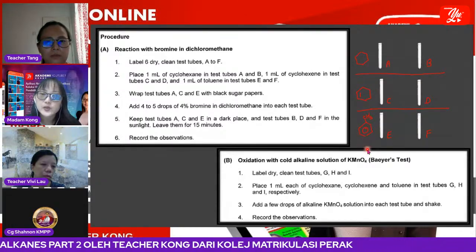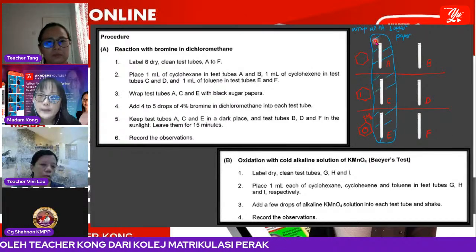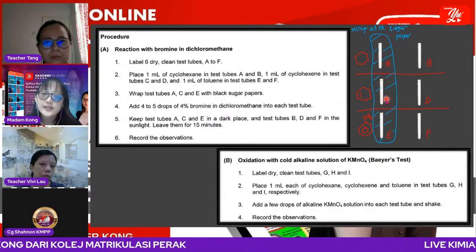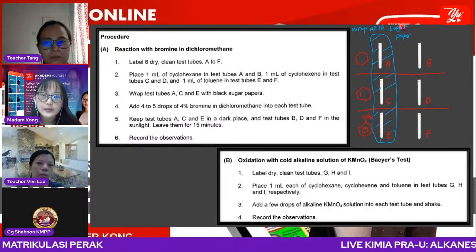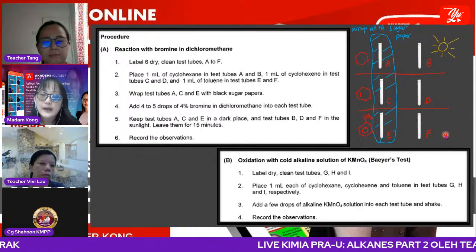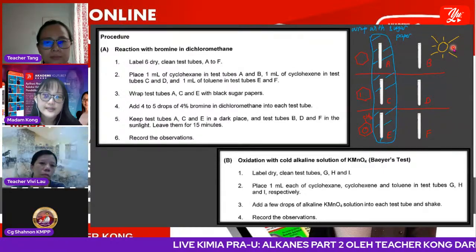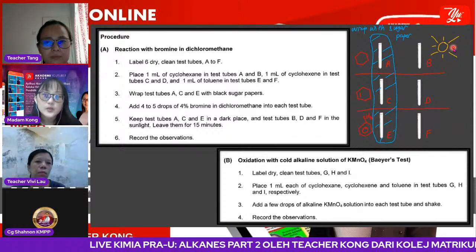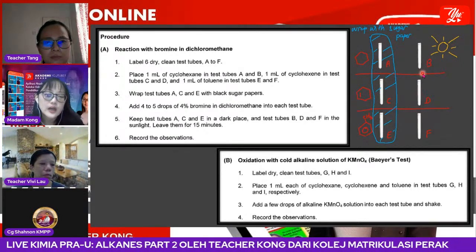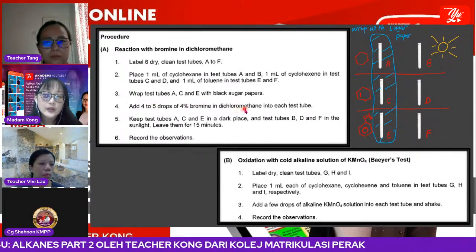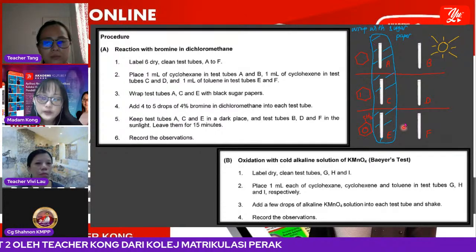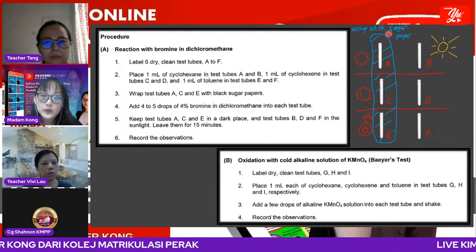Okay, next, what are you going to do? You are going to wrap the test tubes A, C, E with sugar paper, and then B, D, F undergo sunlight. So this one is the condition. You must wrap the test tube with sugar paper first.